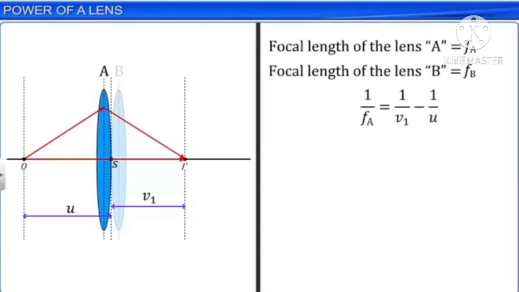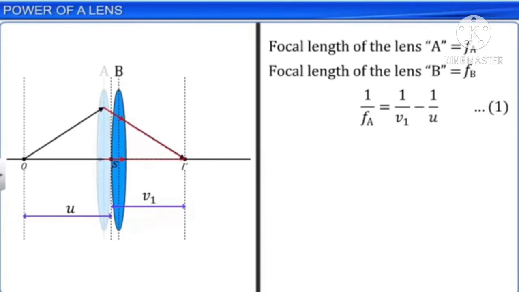If the presence of the second lens is also considered, the final image will not be formed at I'. Let us analyze the refraction through the second lens. If a diverging beam of light is incident on a lens, then the object is a real object. On the other hand, if a converging beam of light is incident, then it is treated as a virtual object. Hence, for the second lens, I' acts as a virtual object.